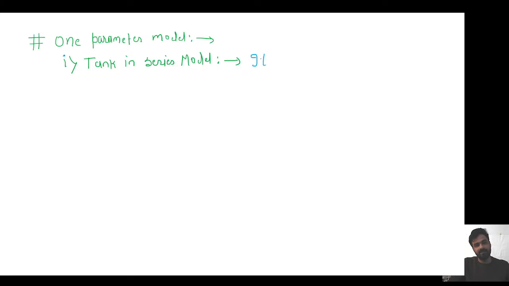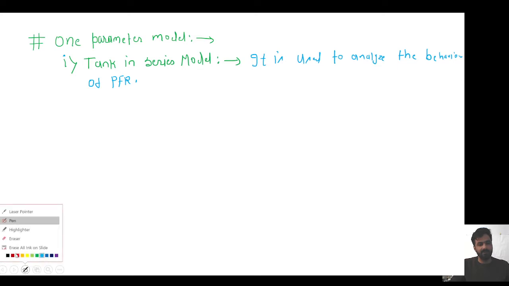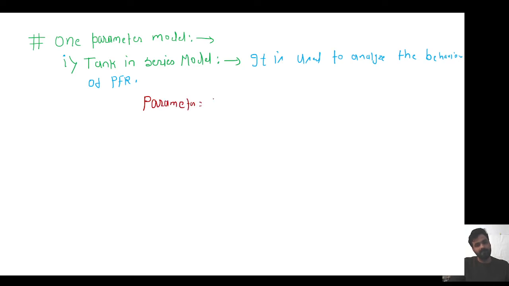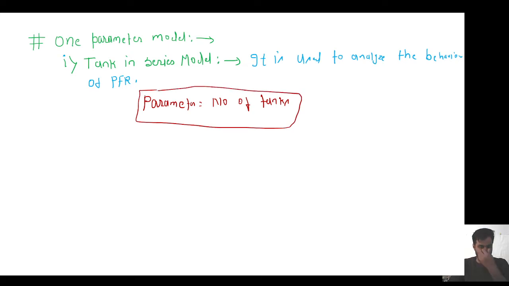So here you can write it is used to analyze the behavior of PFR. Directly you can write the parameter will be the number of tanks. It's very important that you understand here the parameter will be the number of tanks.